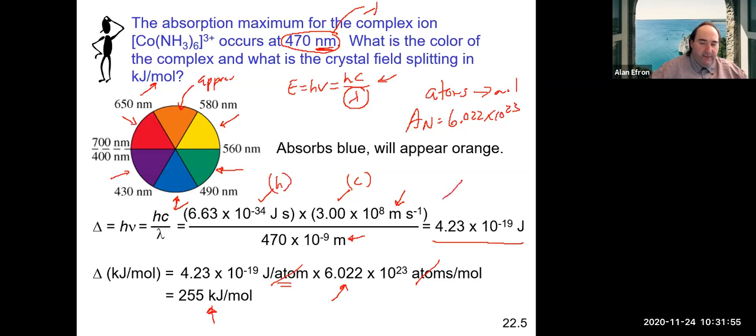So the first part of the calculation is pretty easy. It's just plug and chug into here. Make sure, obviously, that you have the correct units. The second part is really just using Avogadro's number to convert it into per mole. We're basically multiplying by Avogadro's number. Any questions on that calculation, where we got any of those numbers from, or anything like that?